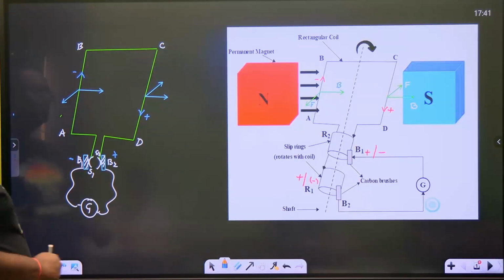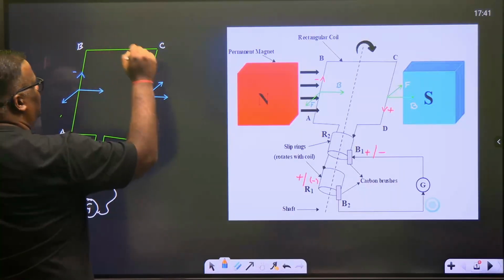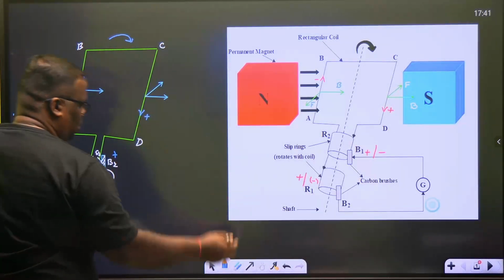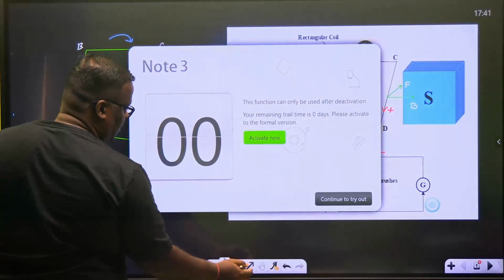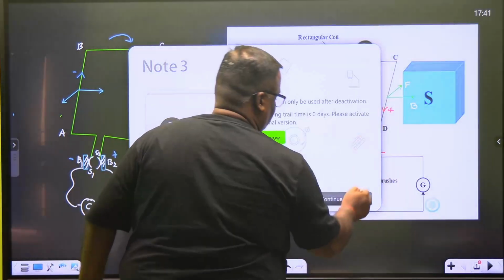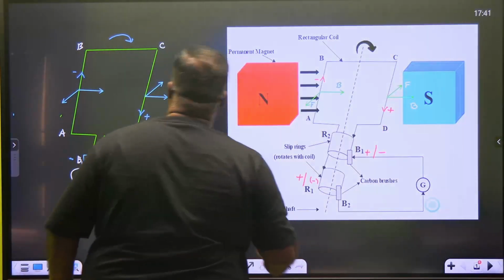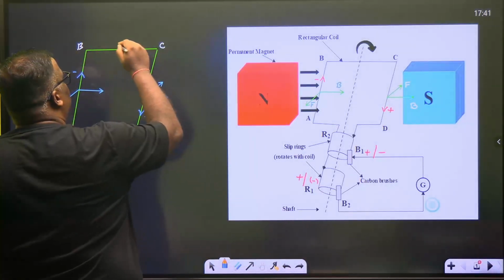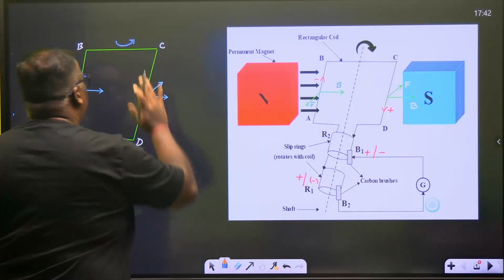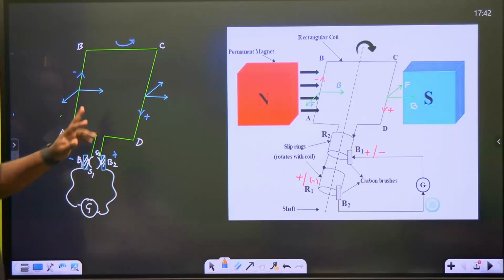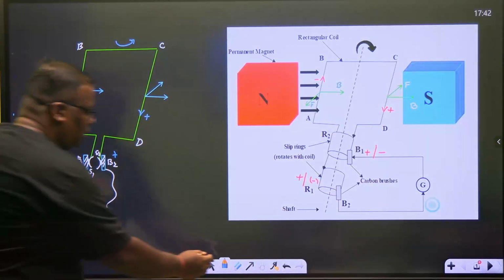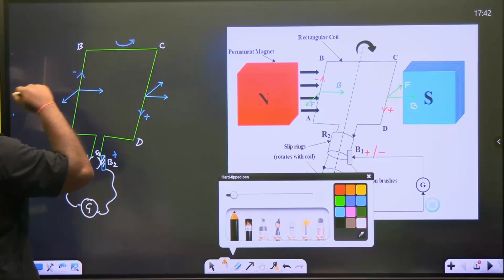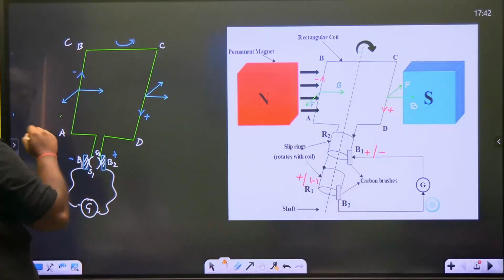Now how is the rotation's direction? Say this side you are rotating. This has gone inside, or rather to make it more interesting, let's write it this way. Say it's going this side, so this has gone in. Now imagine the next half cycle. I'm doing everything with my white pen. When this is the next half cycle, this becomes C and this becomes D.